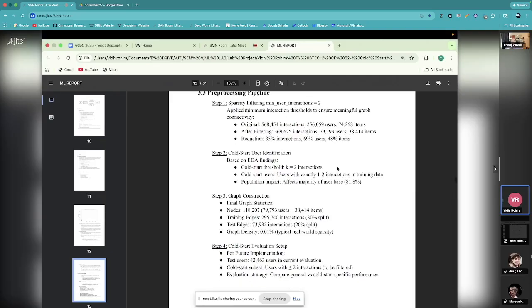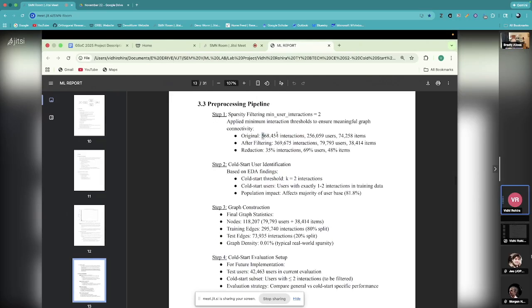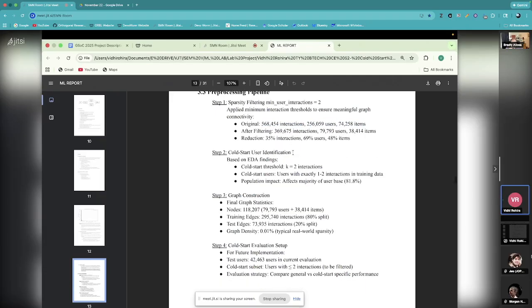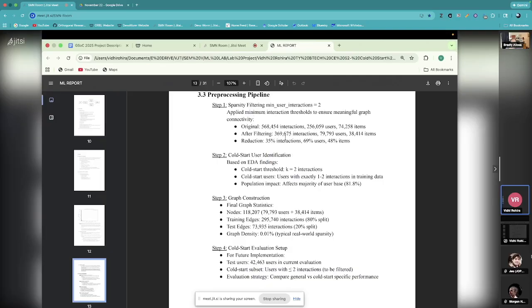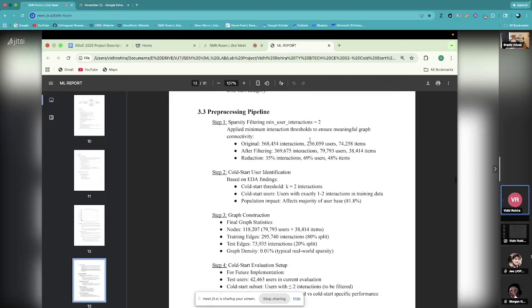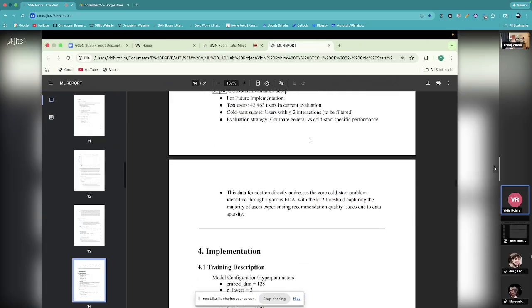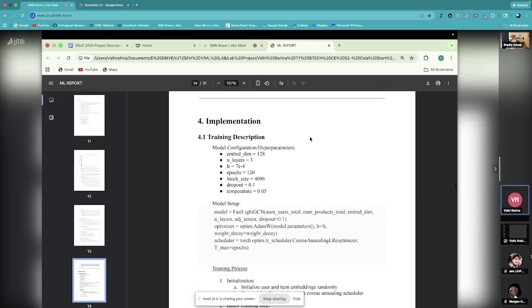And then this is the processing pipeline again, that originally there were these many interactions, that means these many users and these many items. So again, it talks about the same thing. And after filtering, we had a 35% reduction in the interactions because k is equal to 2. So now we have focused everything to 2. And then we had the implementation.